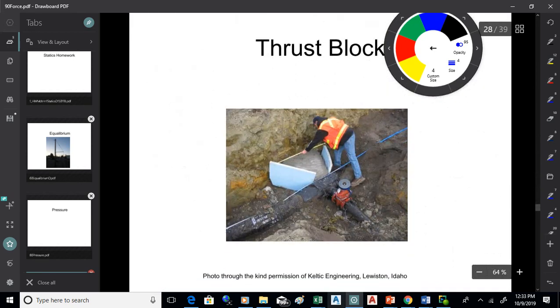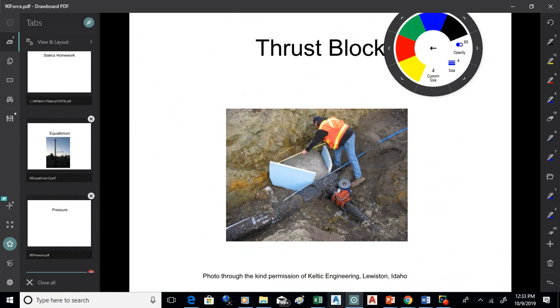Okay, we'll come back to this later, but that's one way to handle a situation like this. Now that isn't a dead end, but it's a T, right? So they have a T in there. You see the valve, the red valve there by the fellow's foot.